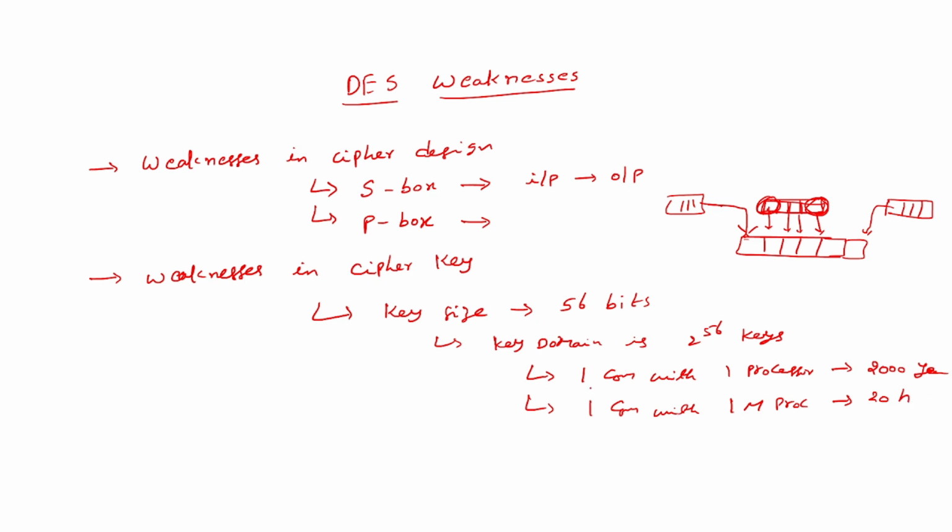So if he has one computer with one processor, he needs 2000 years to do a brute force attack. It is impossible. And if he has one computer with 1 million processors, he just needs 20 hours. But that is impractical, because the cost of a computer with 1 million processors is high. Nowadays technology is improving and the cost is decreasing, but a single computer with 1 million processors does not exist.